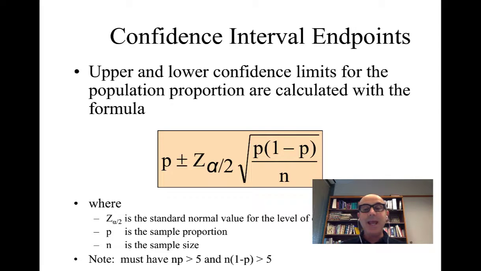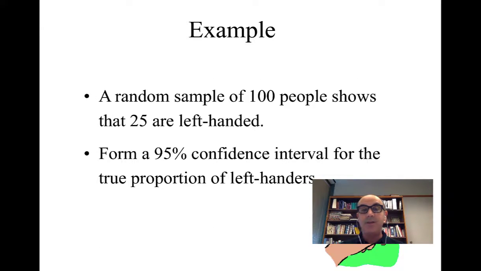Plus or minus z, and as we learned, n is the sample size, p is the proportion, and z multiplied by q, with alpha divided by 2, is the standard normal value for the level of confidence interval. Let's do an example, and I hope that the example will illustrate what we have done so far.